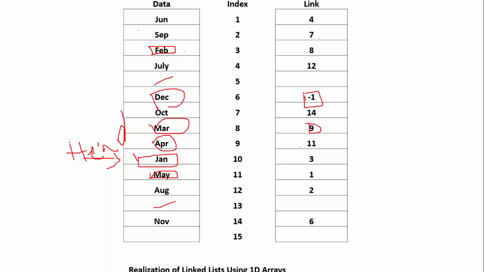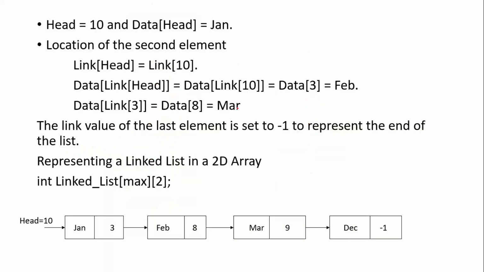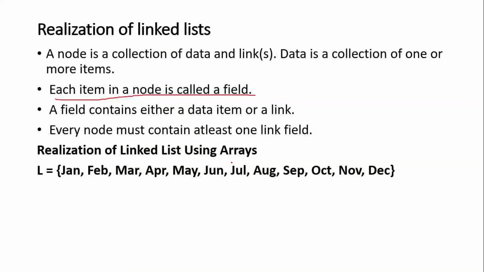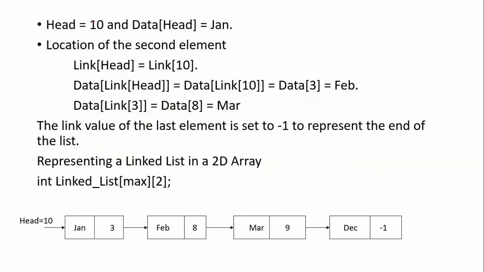So what does this -1 represent? It represents that it is the end of the list. So this is how your arrays are represented using one-dimensional arrays. See how the data is read here. The head is starting at index number 10. So head is equal to 10. The data stored at that head is January. So from January, how will you go to February?